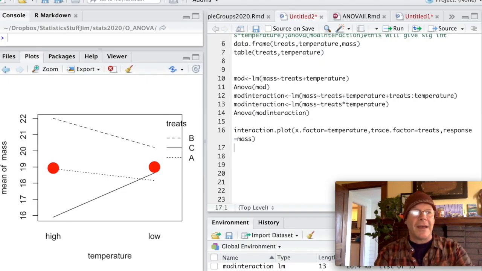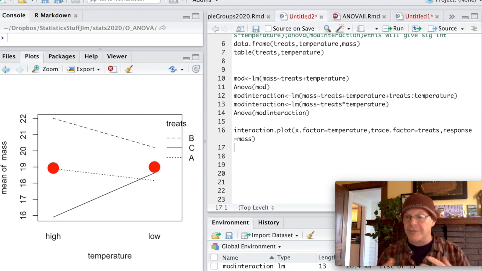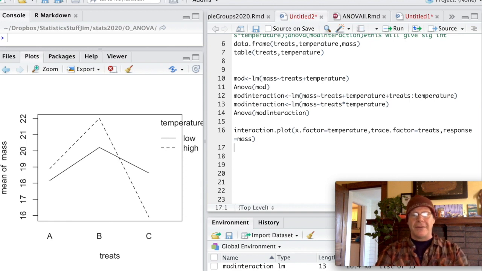I'm going to make the same interaction plot, but this time for the x factor I'm going to use treats, and for the trace factor I'm going to use temperature. It's just another way to look at the same data, so we can explore what might be driving that interaction term. So I'll go ahead and do that. Now our x-axis has our treatments, and now we have this key here. This is low temperature, and this is the effect of high temperature.